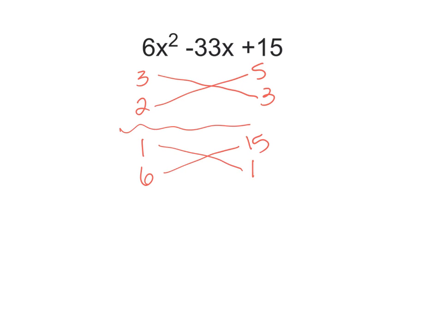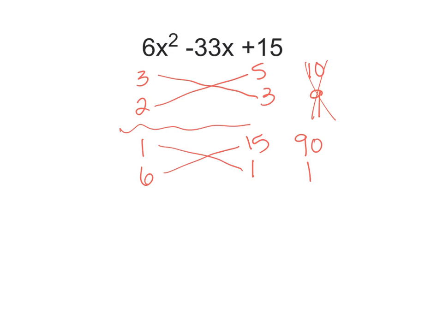Now let's try this combo. Cross multiply. 3 times 3 is? 2 times 5 is? That's 19. Nah, that's not going to work. Okay. So no. Let's go down to the bottom. No, that's not going to work. 6 times 15? 90. That's a huge number. Is that ever going to make a 33? No. 90 and 1?